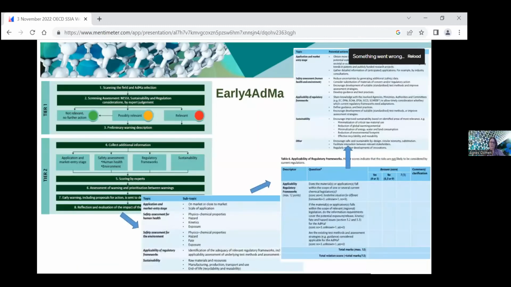As I said, it's really like a multiple stage rocket. You have in tier 2 the different topics with the subtopics, perhaps in very small letters here, but for example, for the safety assessment for human health, you have the different subtopics like physical chemical properties, hazard, kinetics, and exposure. There are also other topics or subtopics for sustainability, like for example raw materials. These are then identified in different lists of questions, and that brings you to identify potential follow-up actions. Next slide.